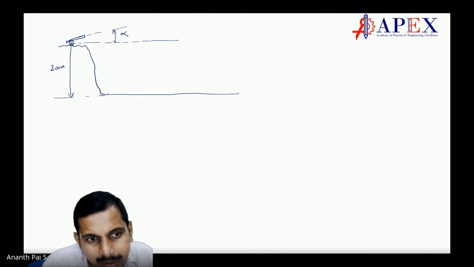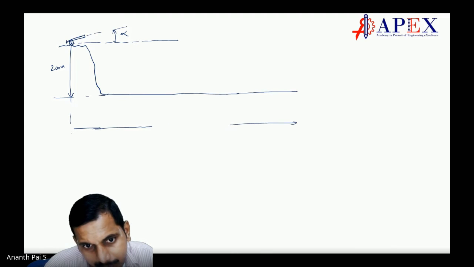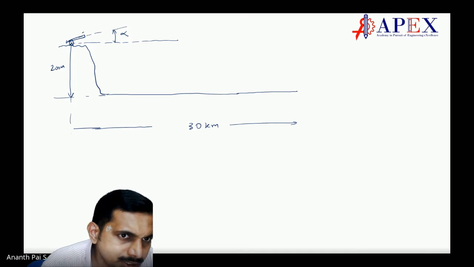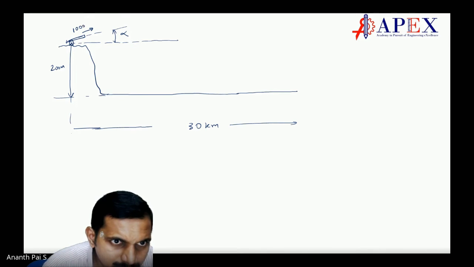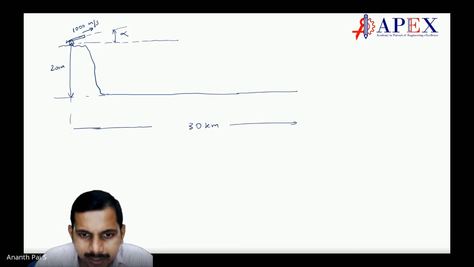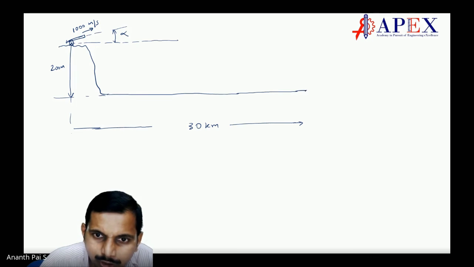Now tell me, if it has to hit a distance of 30 kilometers. Let us make it a bit bigger. It has to hit a distance of 30 kilometers. And the velocity here, the muzzle velocity, is 1000 meters per second, 1 kilometer per second. That's how the speed would be. So what should be the angle alpha?